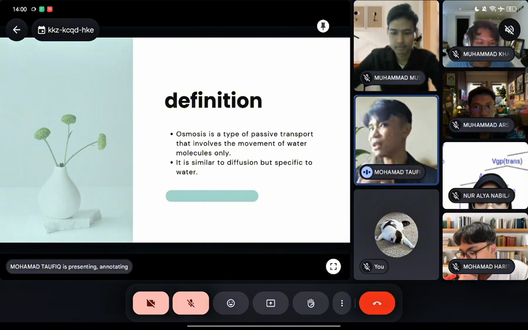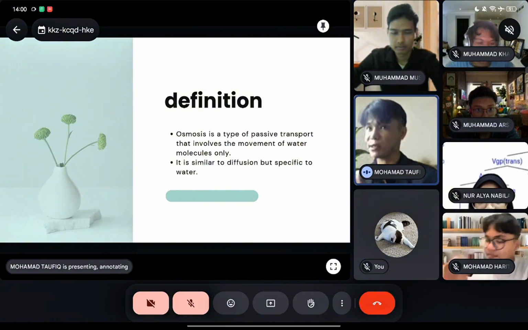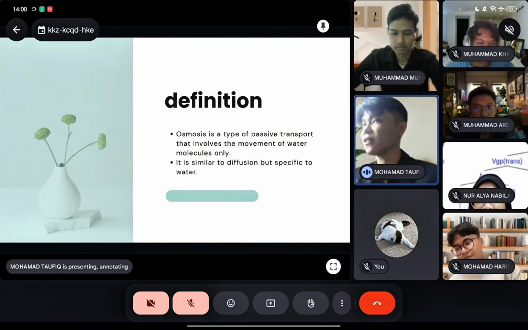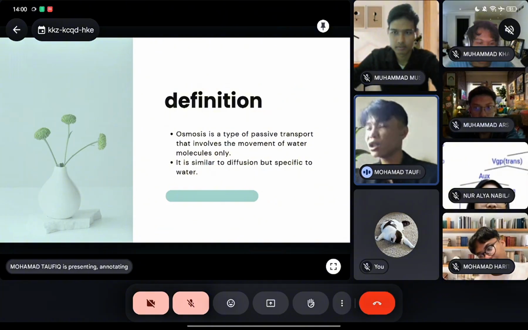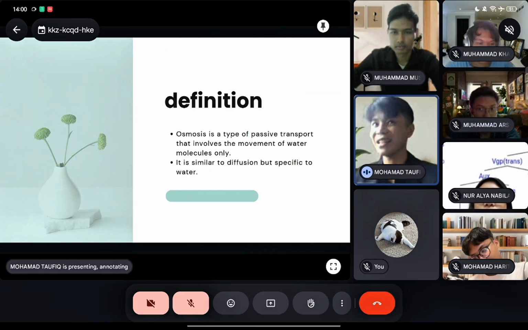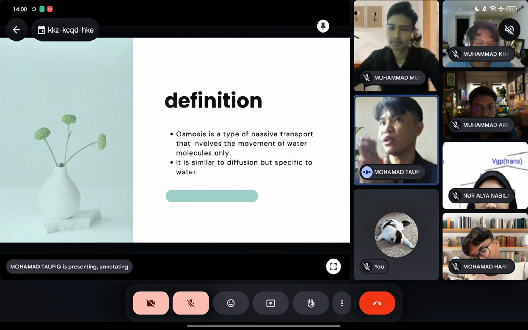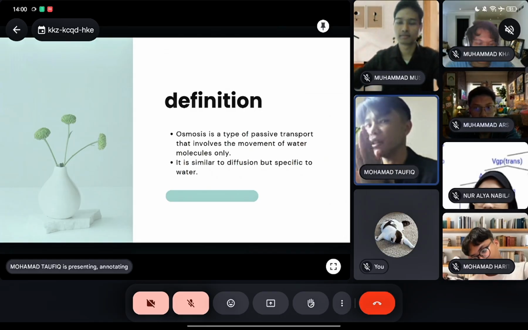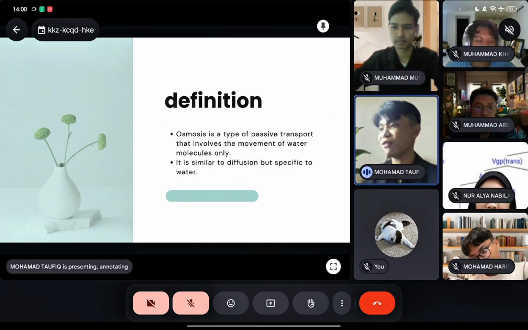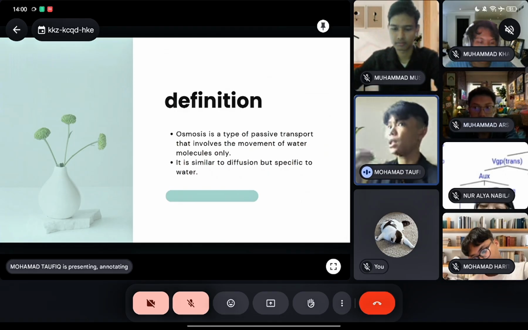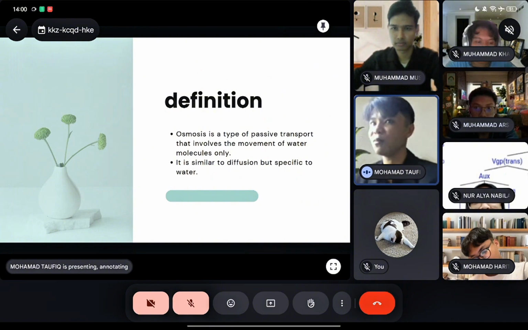Now I will explain a little bit about diffusion. Diffusion is a type of passive transport. It does not require energy. It does not require ATP. It relies on the natural movement of particles, from high concentration to low concentration until equilibrium is reached. There are two types of diffusion. The first is simple diffusion, for example oxygen or carbon dioxide entering or leaving the cells.